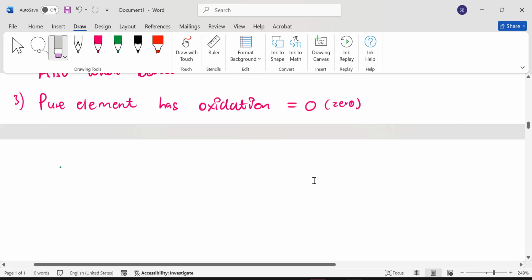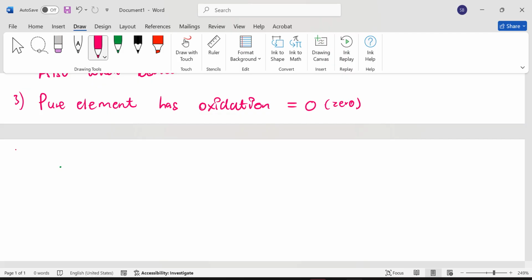And then we get to the fourth one. This one basically tells you, what they mean is that we all know that hydrogen is in group 1, and we say that the charge is equal to the oxidation number.